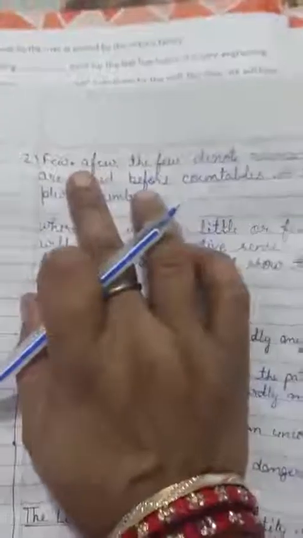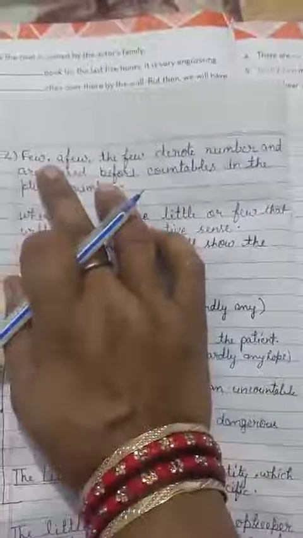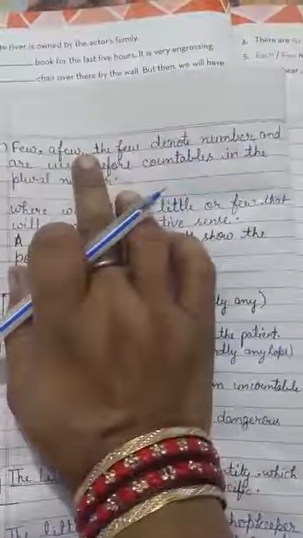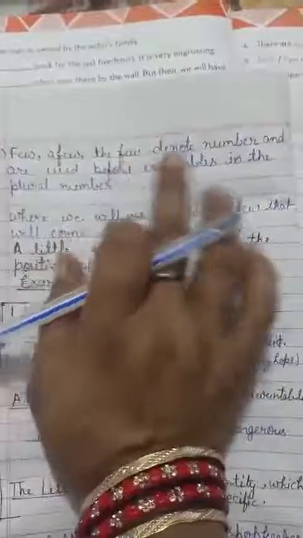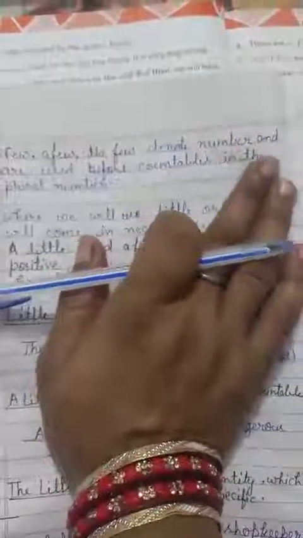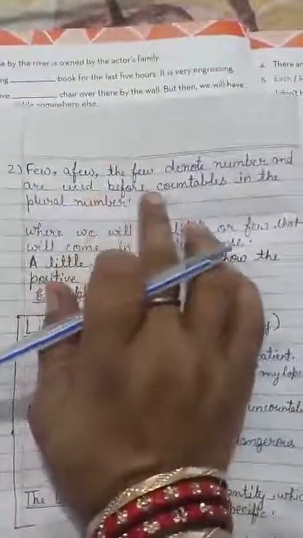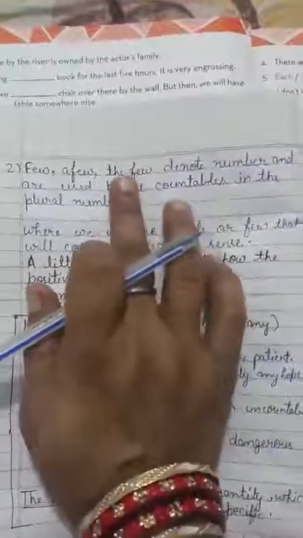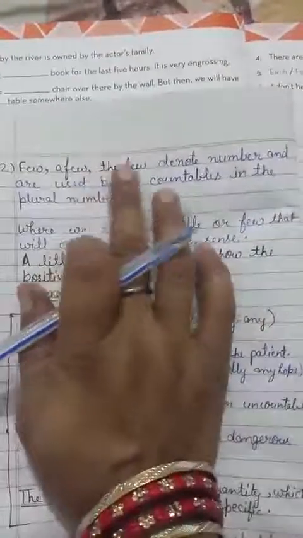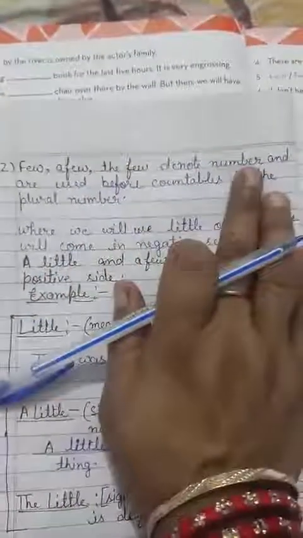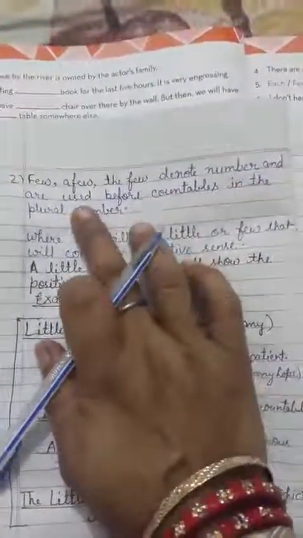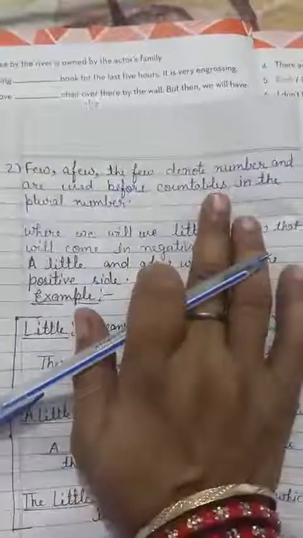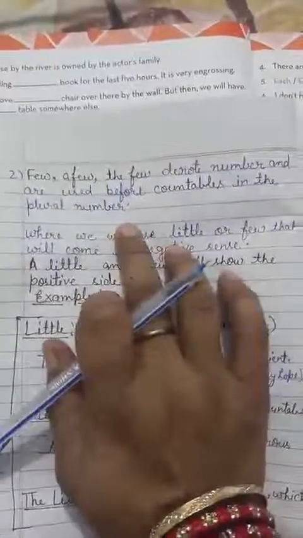Now you see, the second thing in the same quantifiers: few, a few, the few denote number and are used before countables in the plural number.